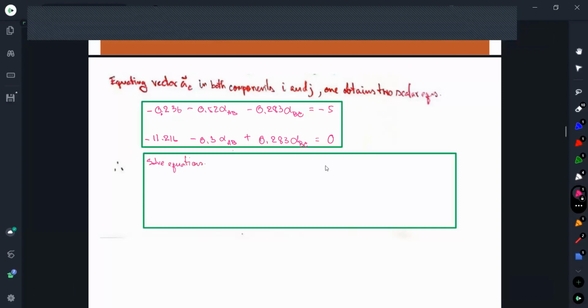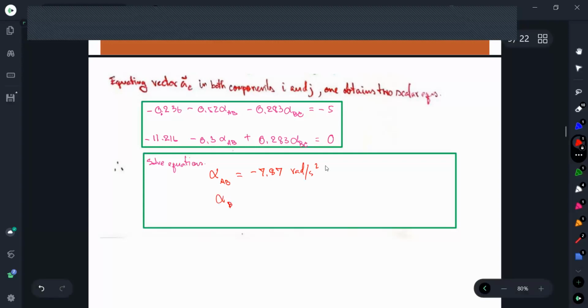From these equations, we obtain that alpha AB is equal to minus 7.87 rad/s squared, and alpha BC is equal to 31.29 rad/s squared. The negative sign means that the direction should be clockwise, and the positive one, the direction should be counterclockwise. That completes this problem. Okay, so for this problem, do you have any questions?